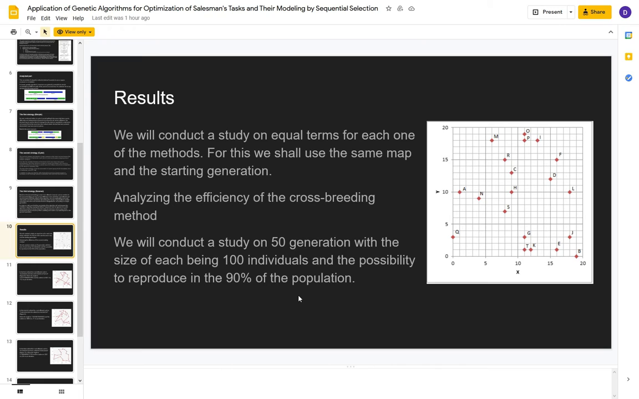Results. We will conduct a study on equal terms for each one of the methods. For this, we shall use the same map and the starting generation. Analyzing the efficiency of the crossbreeding method, we will conduct a study on 50 generations, with the size of each being 100 individuals and the possibility to reproduce in 90% of the population.